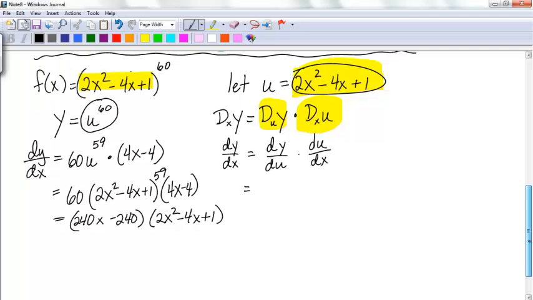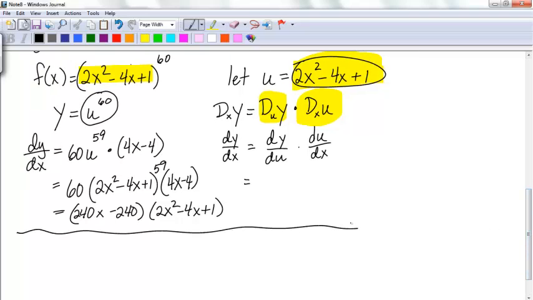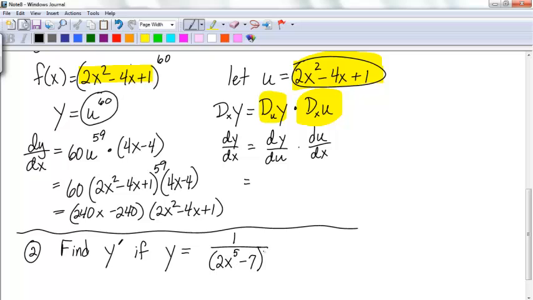Okay, let's do another one. Draw a little separator here. That was example 1. Let's do example 2. Say they ask you to find y prime if y equals 1 divided by the quantity 2x to the 5th minus 7, and that quantity is to the 3rd power.